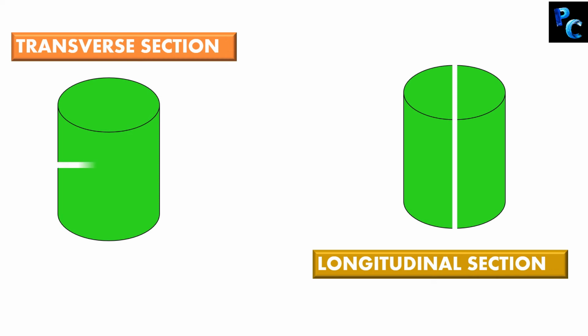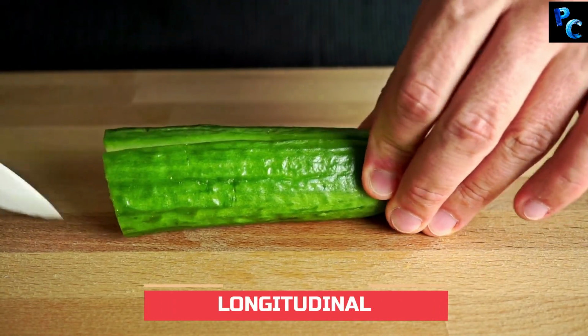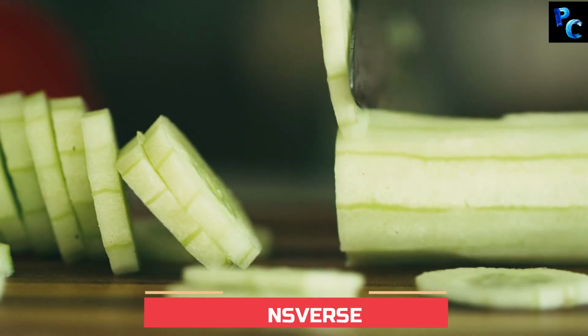Now, if we cut the stem like this, then it is called transverse section. So, when we cut it horizontally, then it is called transverse section. See this cucumber. This is cut longitudinally and the other one is cut transversely. Is it clear, my students?